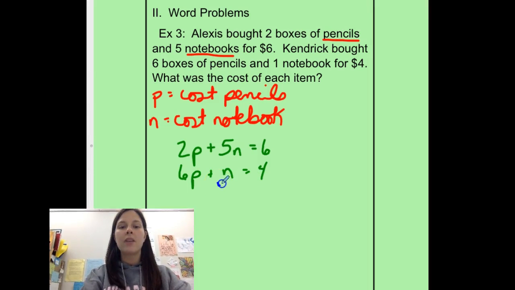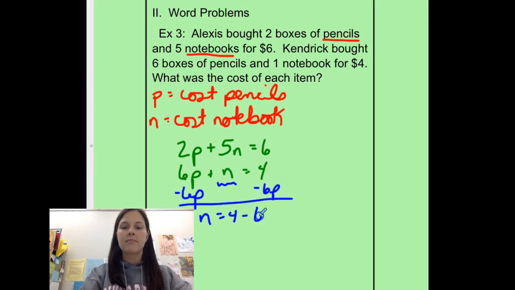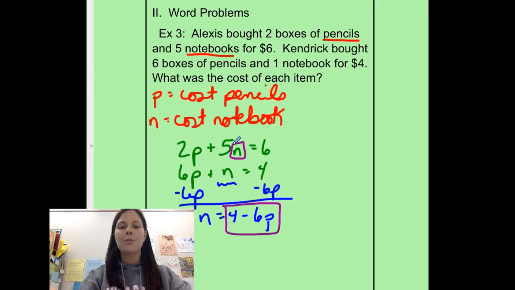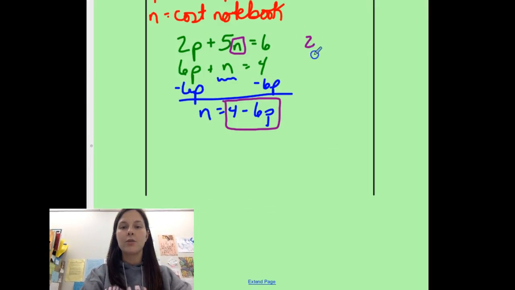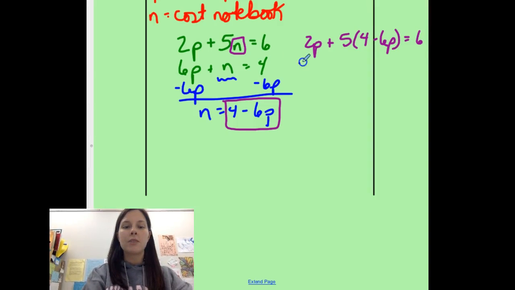To solve this system, we have one variable that has a coefficient of 1, so I'm going to get n alone by subtracting 6p from both sides. Putting a box around the expression that n equals. Going to the first equation, I am going to replace n with 4 minus 6p. We get 2p plus 5 times 4 minus 6p equals 6. Distributing that 5, we get 20 minus 30p equals 6.